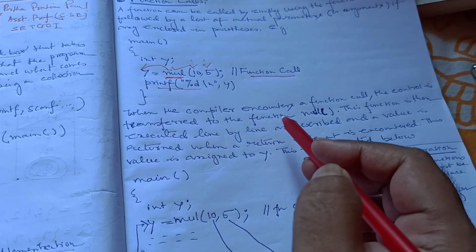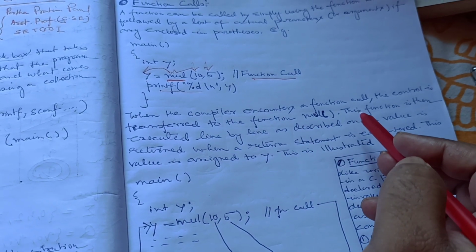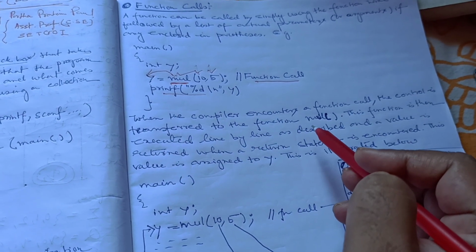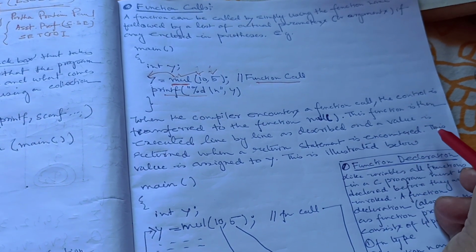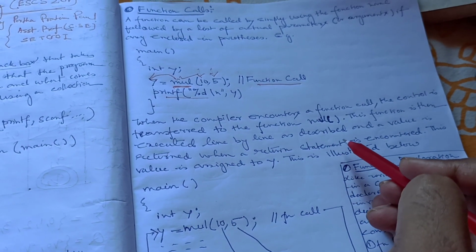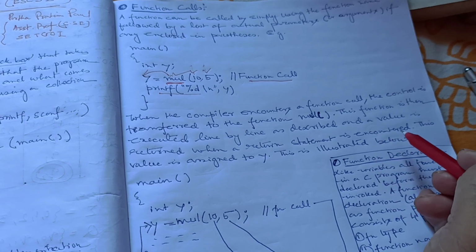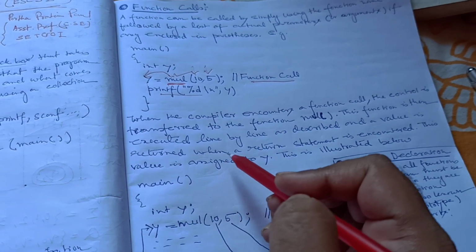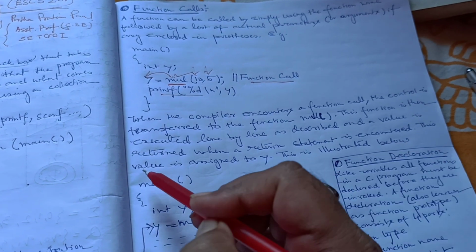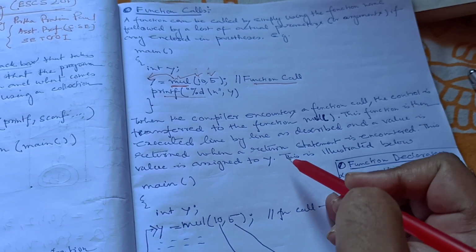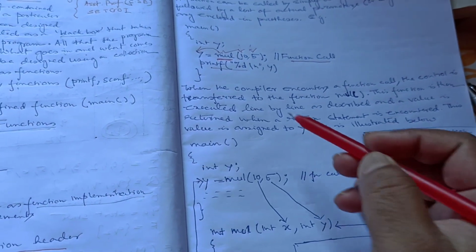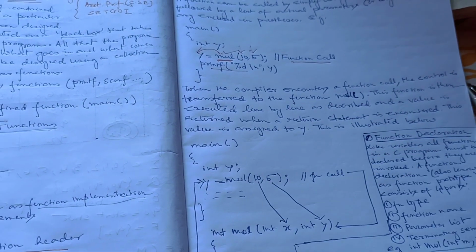When the compiler encounters a function call, the control is transferred to the function mal. This function is then executed line by line as described, and a value is returned when a return statement is encountered. This value is assigned to y. This is illustrated below. From the example, whatever is written here you can easily understand.